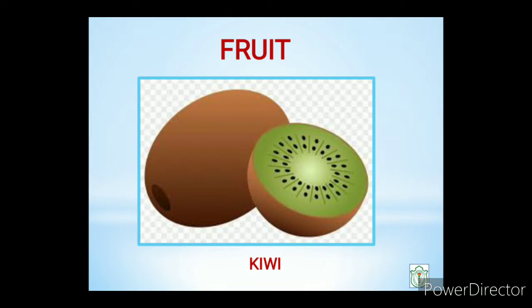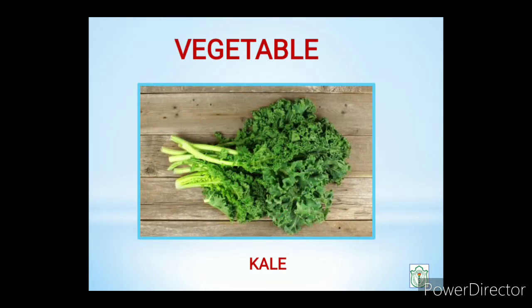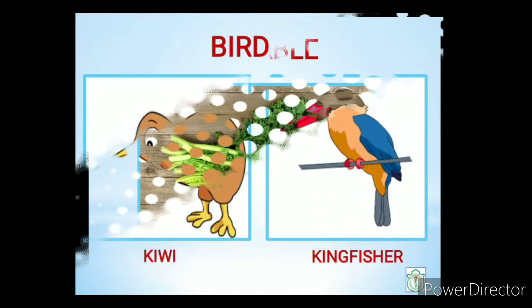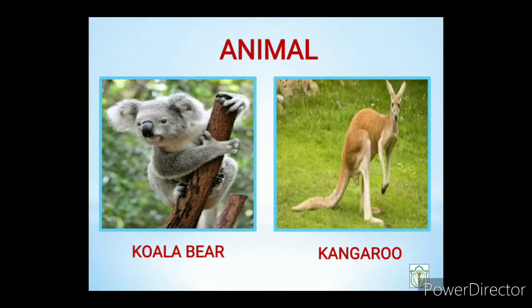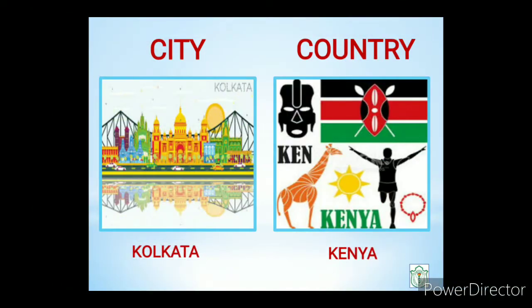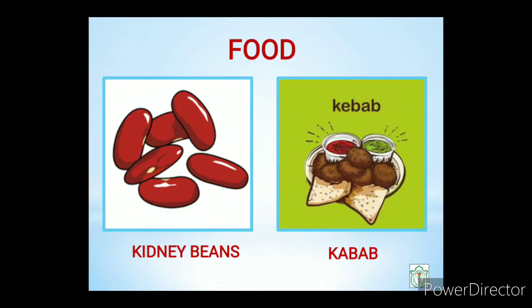Now this is a fruit that is starting with the letter K. It's kiwi. The vegetable name is kale, that is leafy vegetable. The bird with letter K, that is kiwi and kingfisher. Animal name from K, koala bear and kangaroo. Now the city name from K, it's Kolkata, and country name from K is Kenya.